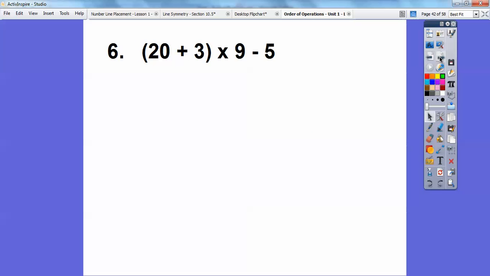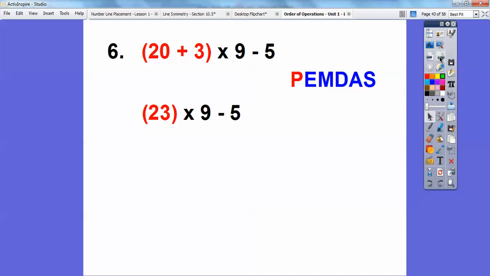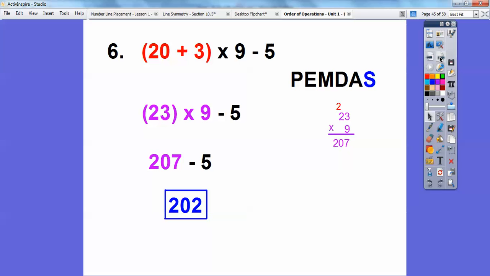All right, okay, you try it. Pause it, and you try it. Okay, here I got to do parentheses first, so 20 plus 3 is 23. Then I'm going to multiply 23 times 9. You can see I did that over there, it is 207. Then I can finally subtract and get 202.